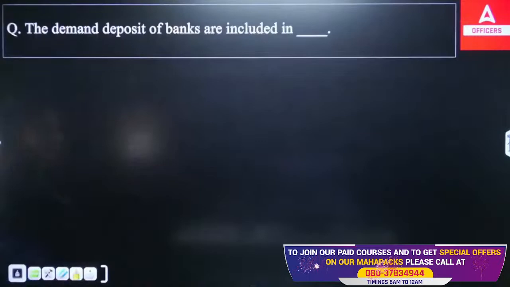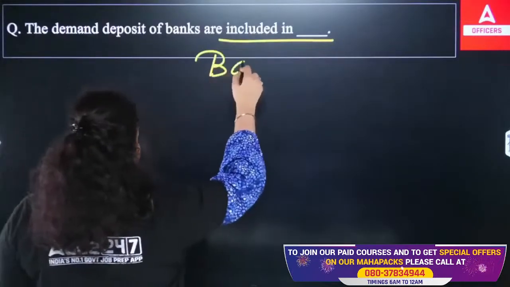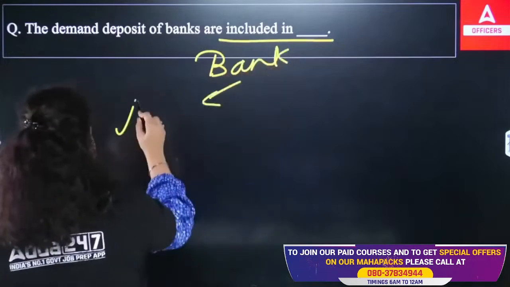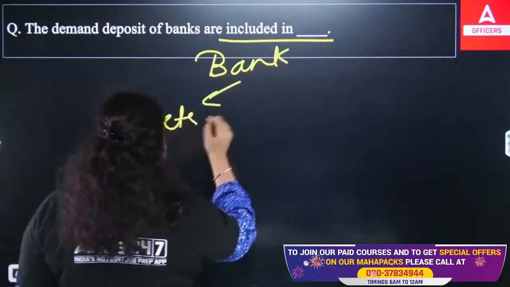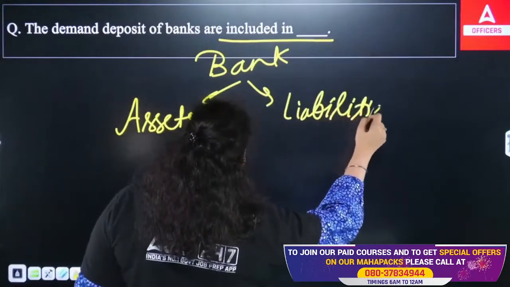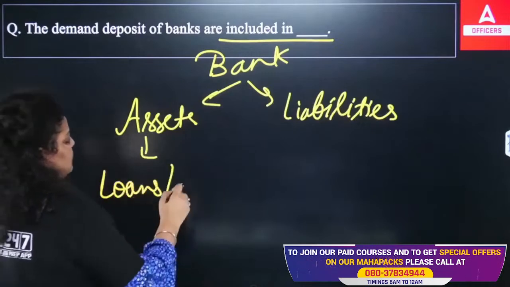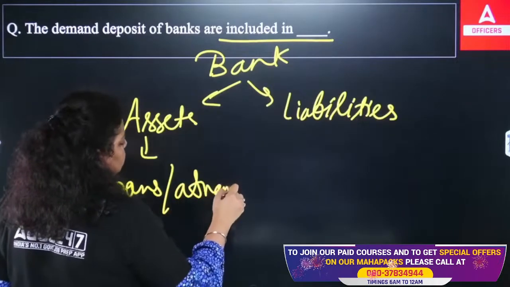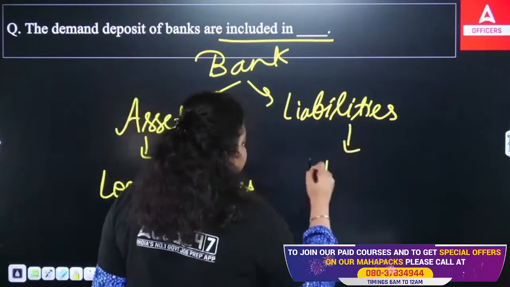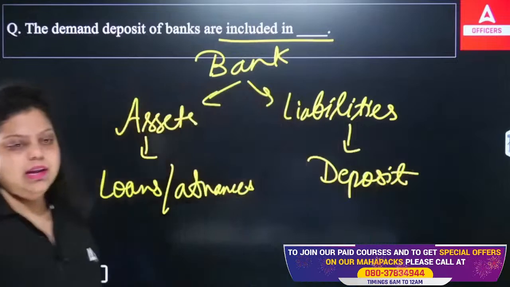Second question we are talking about here: the demand deposits of banks are included in. Every business has assets and every business has liabilities, right? The assets of a bank are the loans and advances which the bank provides to its customers. And what is liability? Liability simply means public deposit. That's the liability.